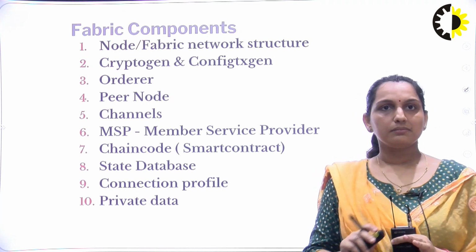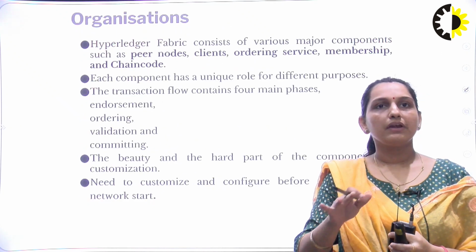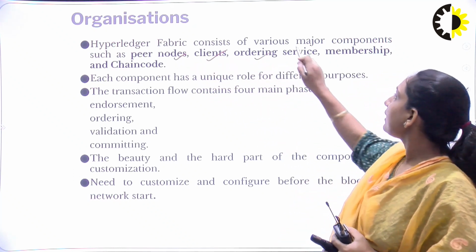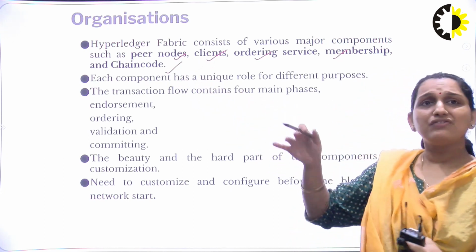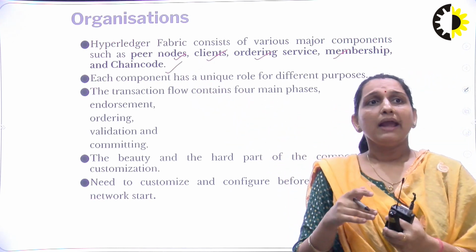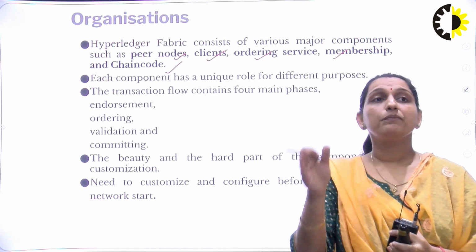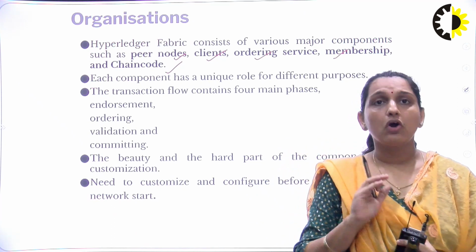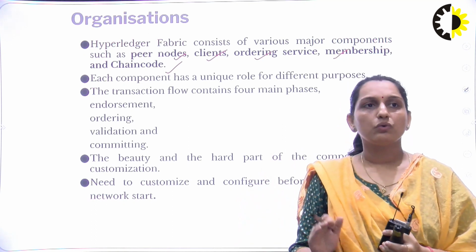So these are the components which we use in our Hyperledger Fabric. We will describe them briefly. Any organization has major components: peer, client, ordering, member, and chaincode. All these components serve a purpose. Any client also uses a peer. We have membership, meaning a person has to be authentic and have an identity. Chaincode is the smart contracts we use.